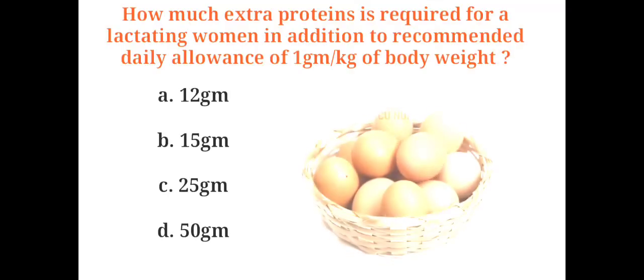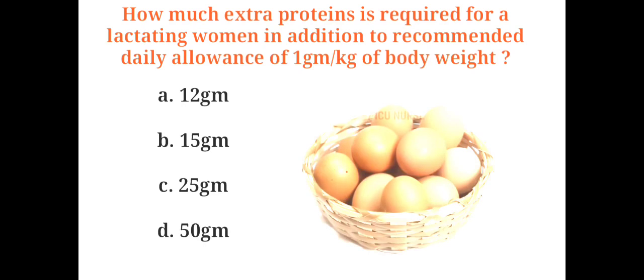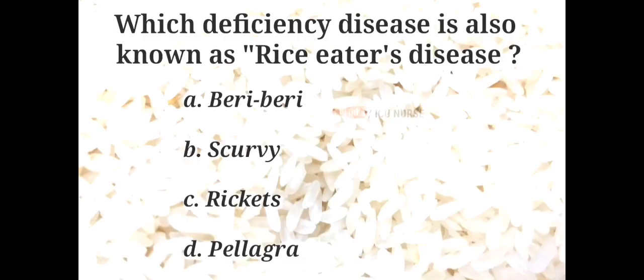How much extra protein is required for a lactating woman in addition to the recommended daily allowance of 1 gram per kg of body weight? A. 12 grams, B. 15 grams, C. 25 grams, D. 50 grams. And the correct answer is C. 25 grams. Which deficiency disease is also known as rice eater's disease? A. Beriberi, B. Scurvy, C. Rickets, D. Pellagra. And the correct answer is A. Beriberi.